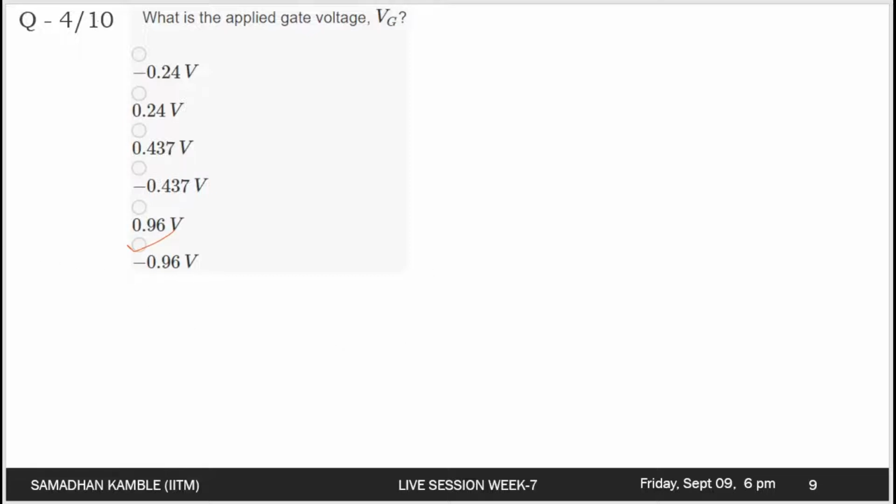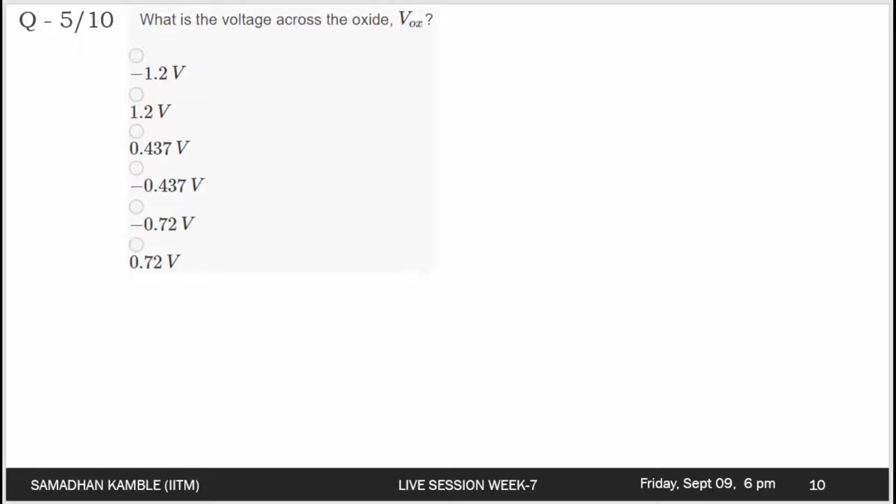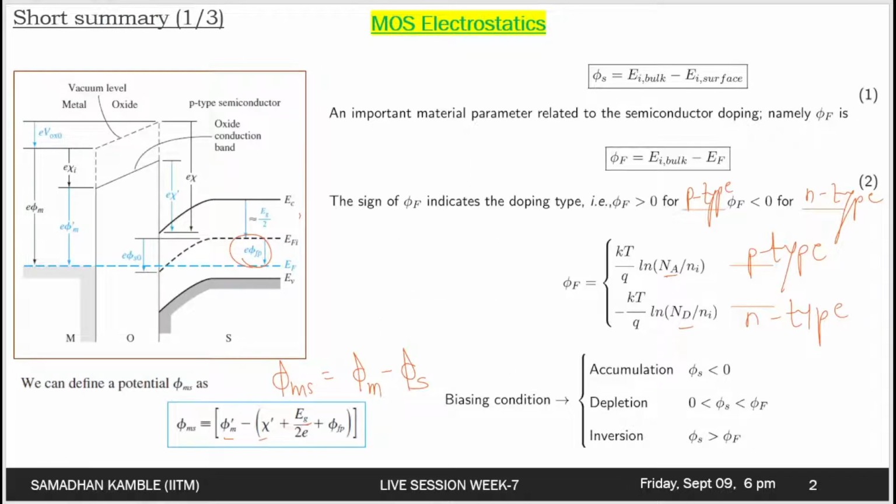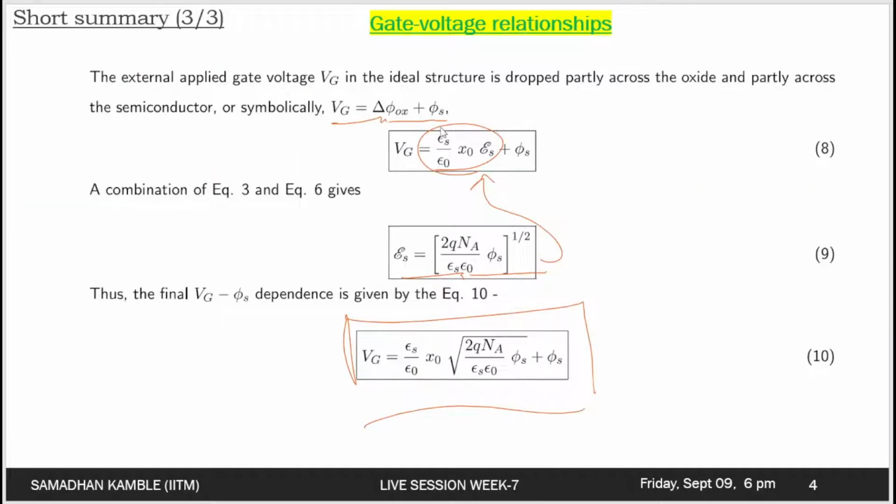Again, let's move to question number 5, a very short question. What is the voltage across the oxide? That is Vox is asked. So we have seen in the summary slide that the total applied gate voltage gets divided partly in the semiconductor side and partly in the oxide region.